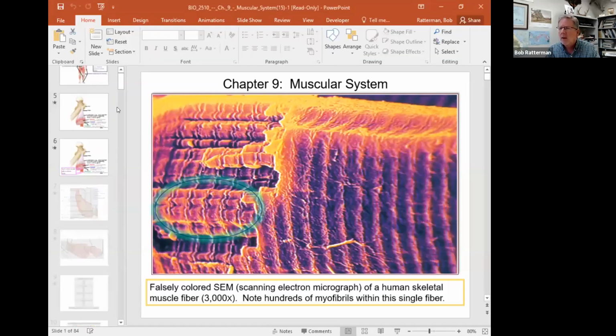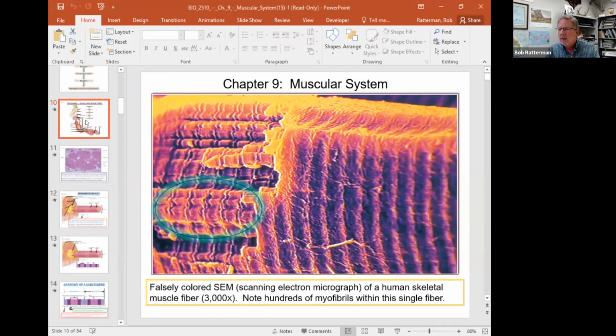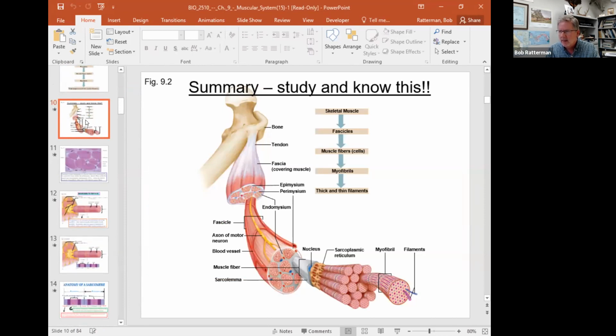Let me pull up the PowerPoint. Sorry. Chapter 9. So this slide sort of summarizes the preceding 3 or 4 slides in the PowerPoint. And again, absolutely critical that you understand this slide. Really, really important.